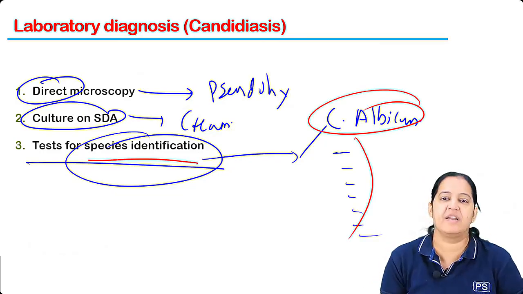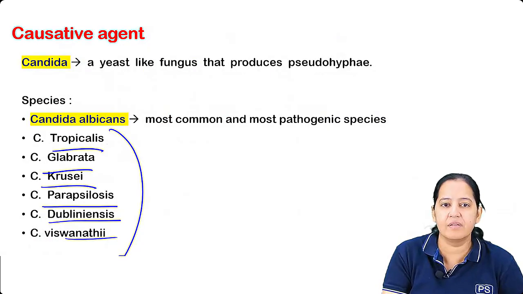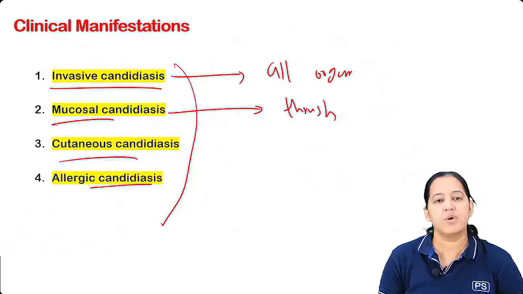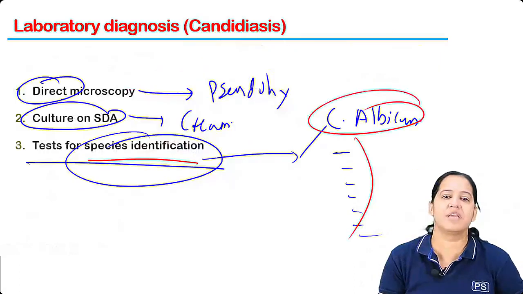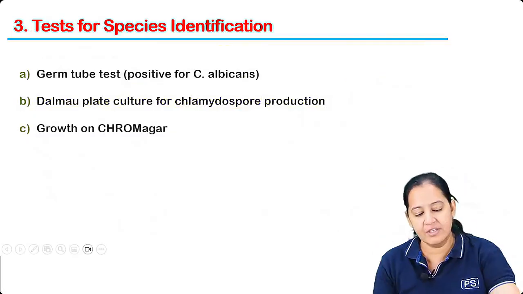This is species identification. The most important Candida is Candida albicans. The rest are less important. So I want to differentiate albicans from others. For that I have three tests. For species identification, I have three tests.